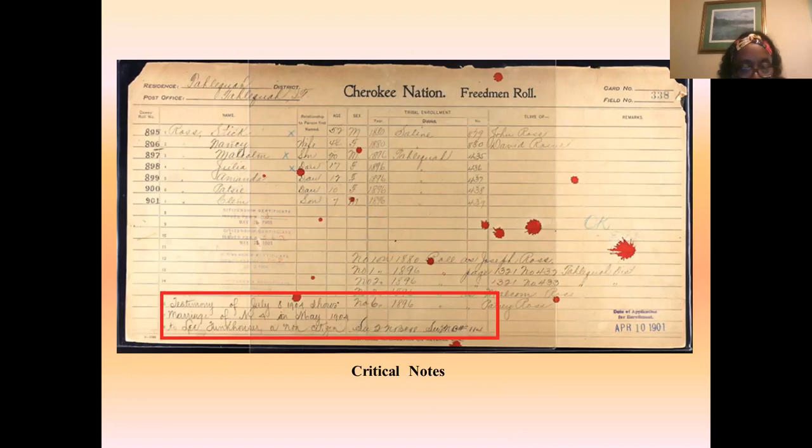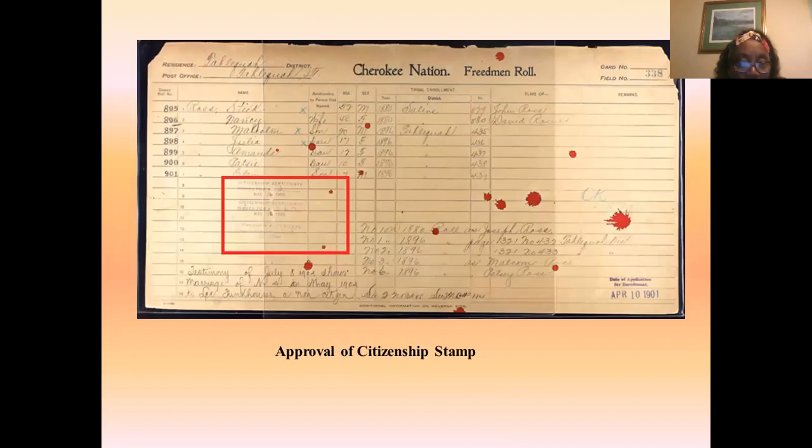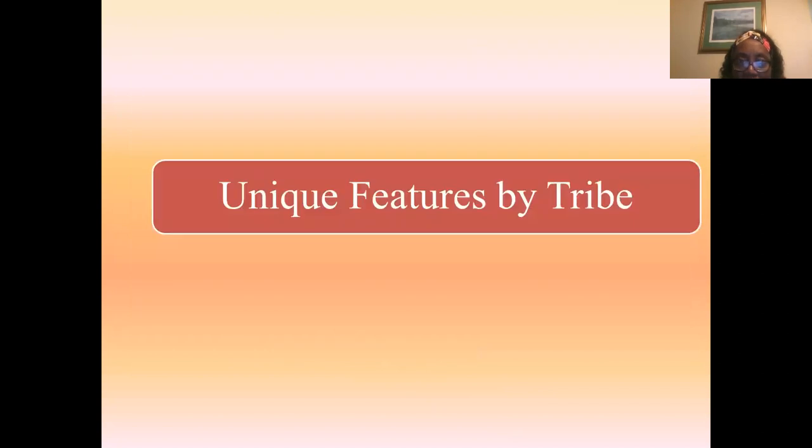It says, see the testimony of July the 8th, 1904. So you see some other things that are going to direct you to more data that you can find on that family. And of course, the approval stamp when the citizenship was actually authorized and was approved. So these components are very, very important.